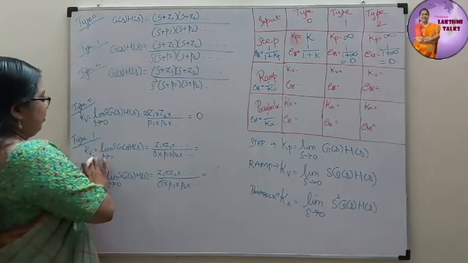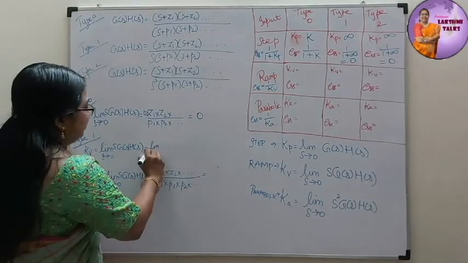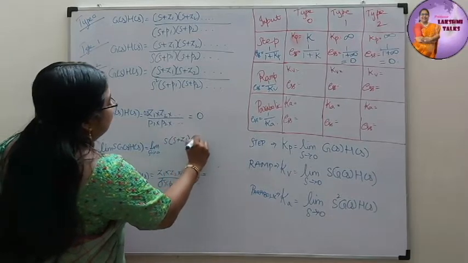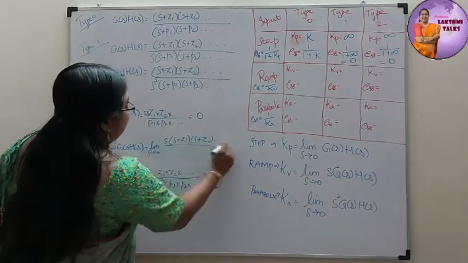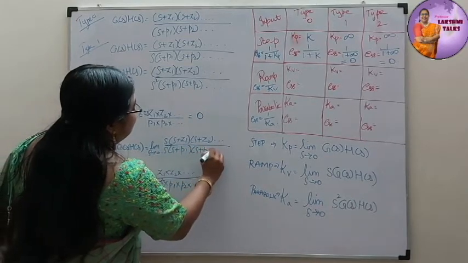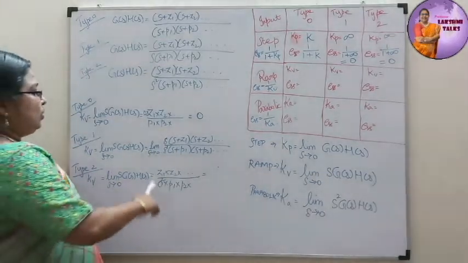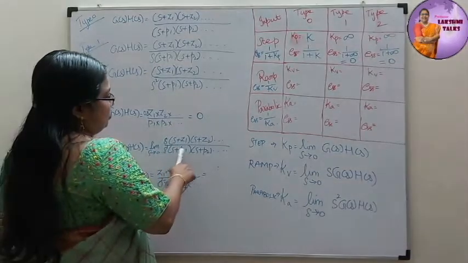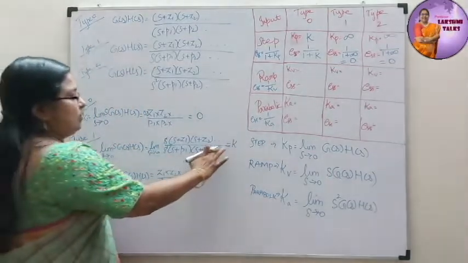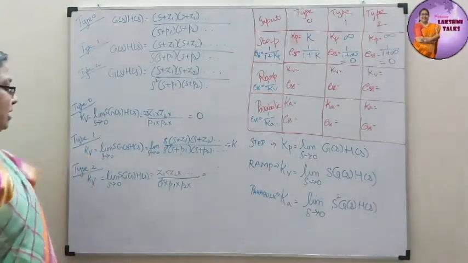And similarly, what about for a type 1? This is equal to limit s tends to 0, s into (s plus z1) into (s plus z2), so on, divided by s into (s plus p1) into (s plus p2) and so on. So what happens? These both s get cancelled. So when you apply limits s tends to 0, this will be a constant k now. Am I right? So this will become a constant k.